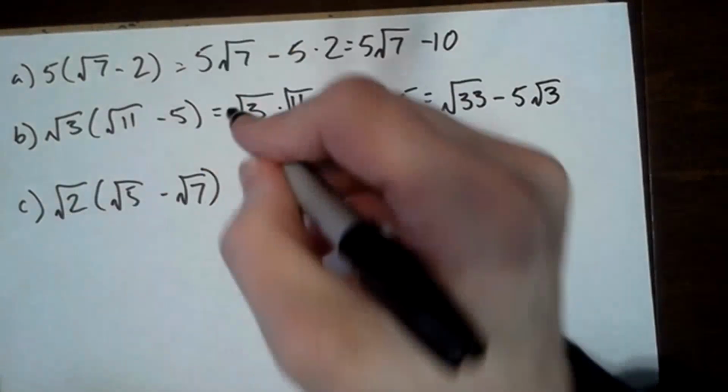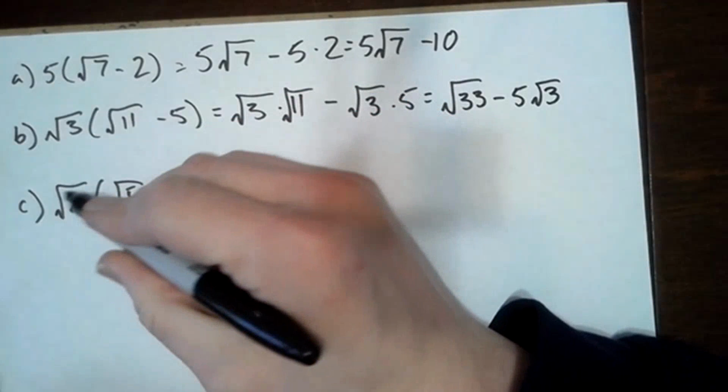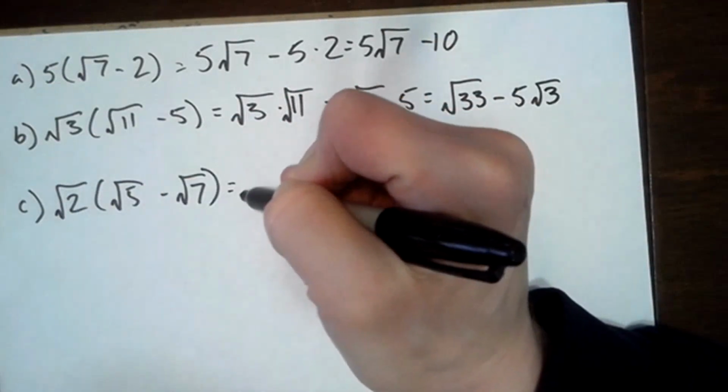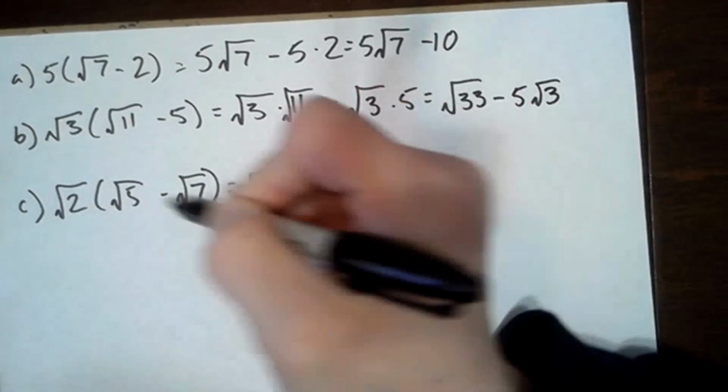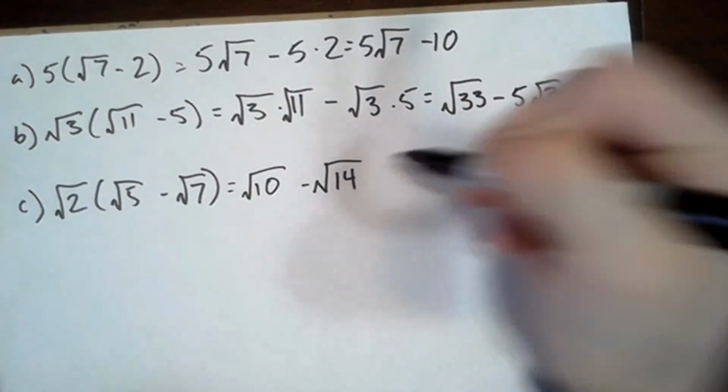Finally, 2 times the square root of 5 minus the square root of 7, we get the square root of 2 times the square root of 5, which is the square root of 10, minus the square root of 2 times the square root of 7, which is the square root of 14.